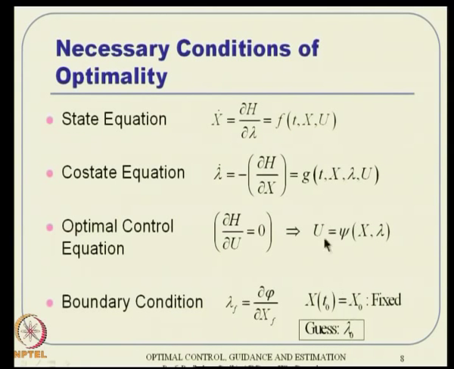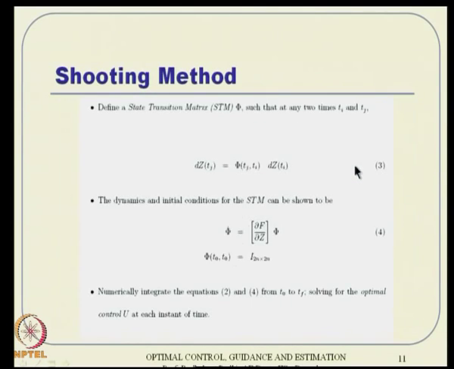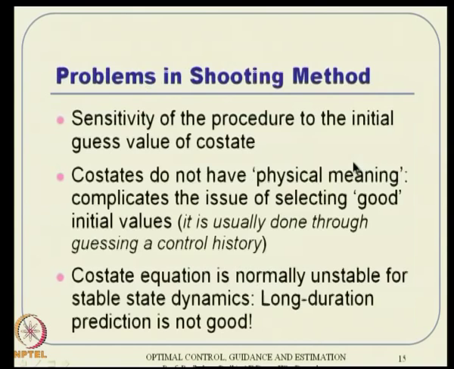And it can be very misleading also, but the fact is if your state equation or system dynamics is stable, then the co-state is actually unstable. So, any amount of difference in lambda 0 from what it should be, then you are actually integrating an unstable differential equation numerically. So, the error is going to grow very fast actually. Okay. So, that is why it is sensitive. In general the procedure is sensitive to the initial condition guess value.